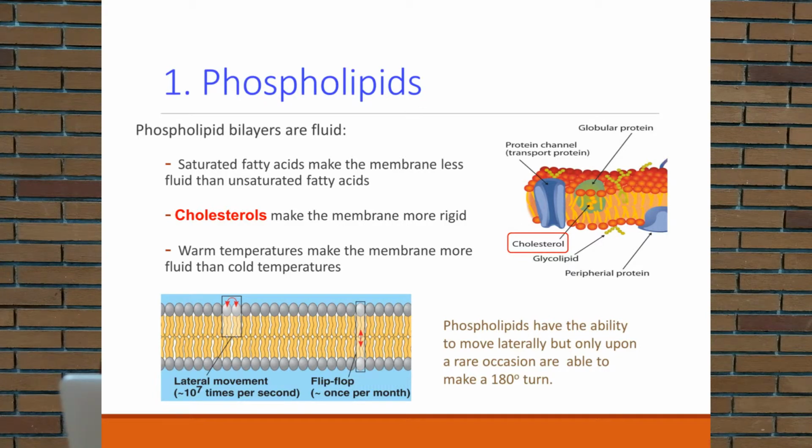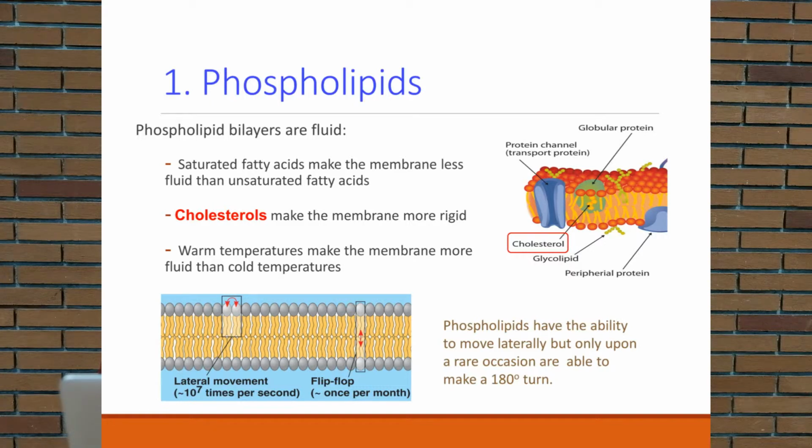The fluidity of the phospholipid bilayer is affected by some factors. One is saturated fatty acid, which makes the membrane less fluid than unsaturated fatty acid. Some cells have different compositions of saturated and unsaturated fatty acids. The membrane of cells with more saturated fatty acid is usually less fluid compared to cells with more unsaturated fatty acid.